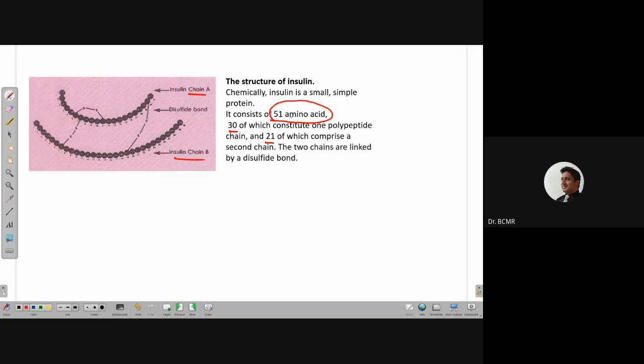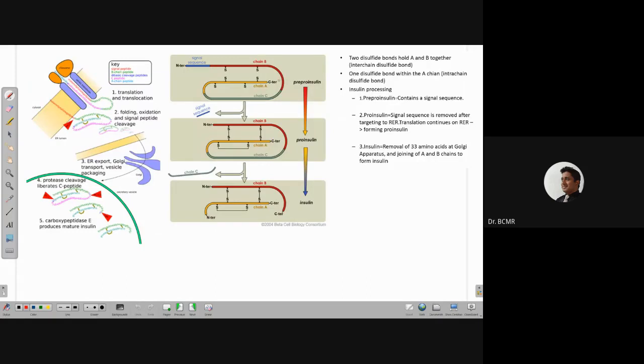While I say that, it's not exactly the way it is produced. It is actually produced as pre-pro-insulin. That is one complete chain like this, one single polypeptide chain. It has a signal sequence that is for protein targeting within the cell during production, during translation. Then we have chain B, and then chain C, and then chain A.